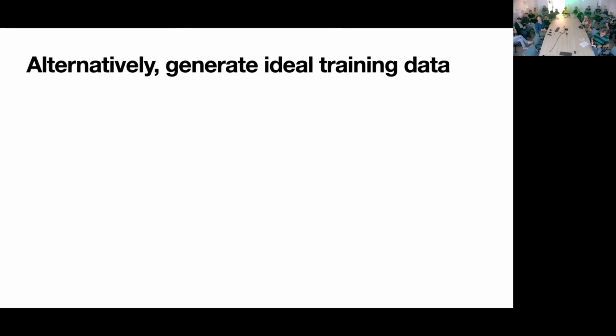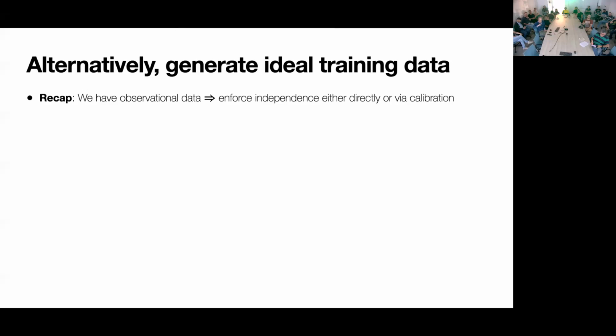You can think about the ideal training data that I've mentioned in the past, and a few slides ago. We have so far observational data, just what we have from the hospital, and we wanted to enforce independence either directly or through calibration. So the goal was to have a representation of text that's independent of the doctor. But an alternative that connects us to this potential outcomes definition is that we can approximate the same ideal training data.